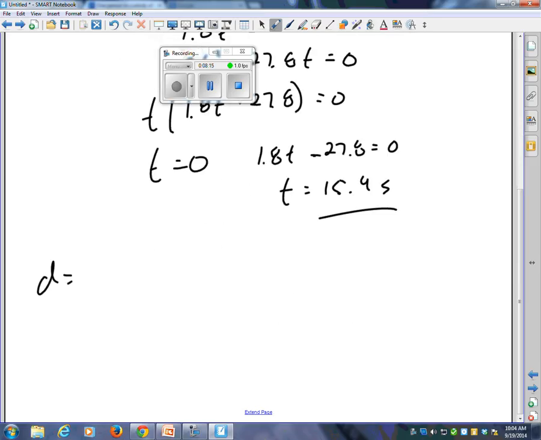B would just be Vit plus 1/2 at squared, making sure your initial velocity is 0. The next one is Vf equals Vi plus at, making sure your initial velocity is 0.